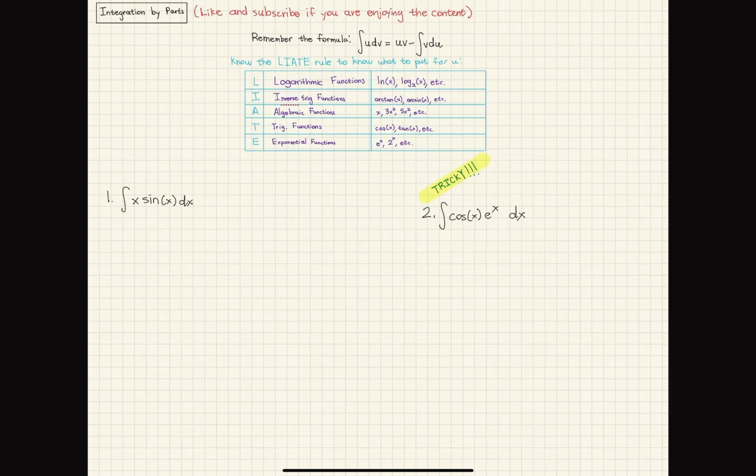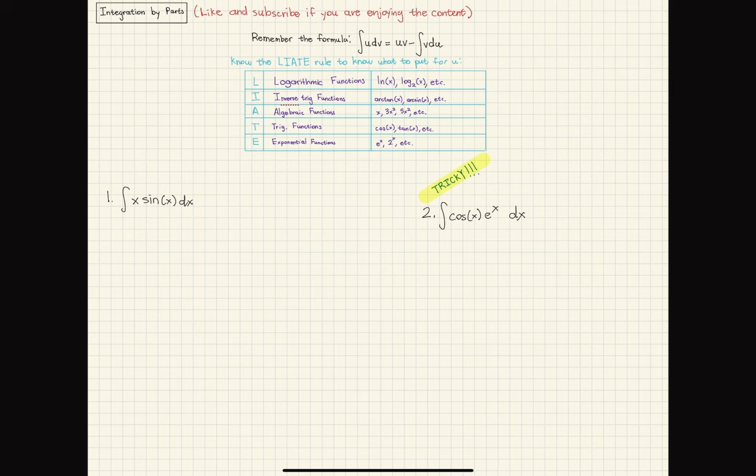And we'll be covering integration by parts, and it's just another way to evaluate integrals in Calculus 2. So the general formula for integration by parts is the integral of u dv equals uv minus the integral of v du.